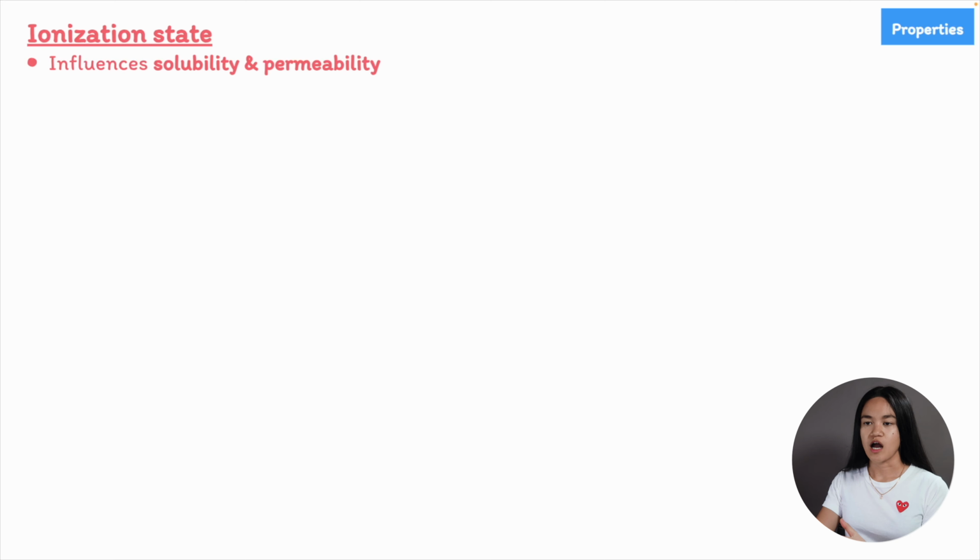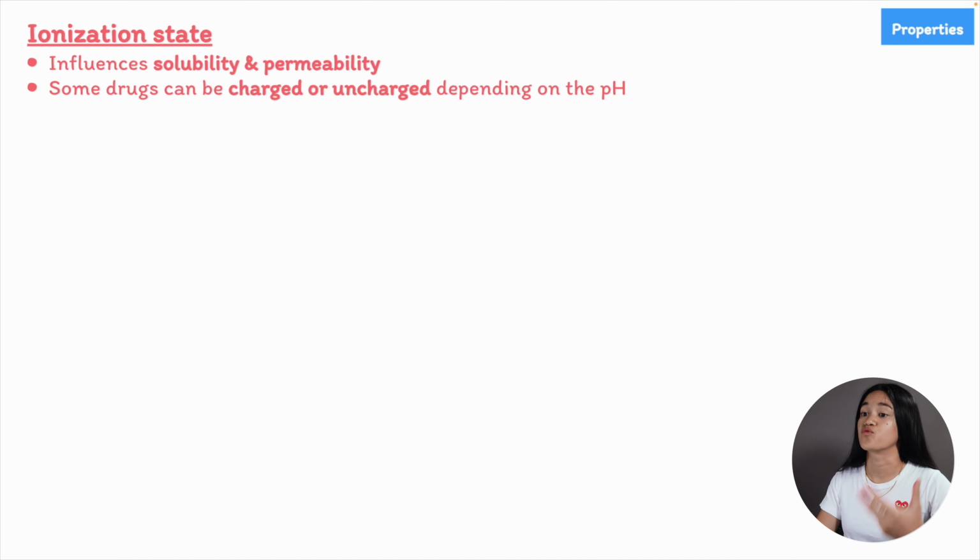So some drugs are more or less lipid soluble as a function of pH. This is because they have different sites of ionization. So the ionization state of a drug is strongly influenced by the pH of its surrounding environment. Some drugs can be charged or uncharged depending on the pH.